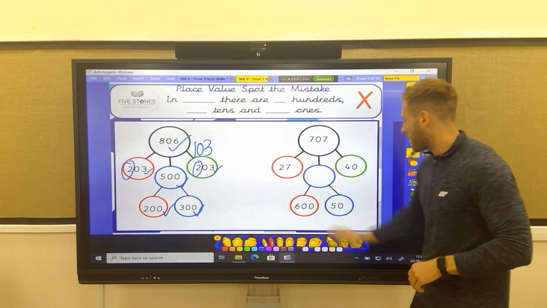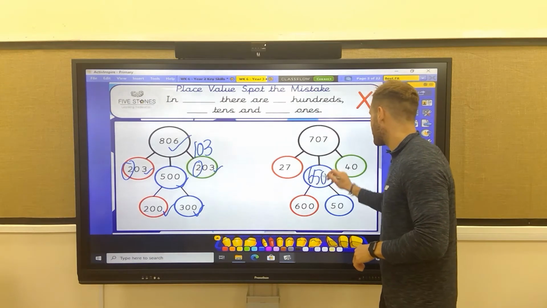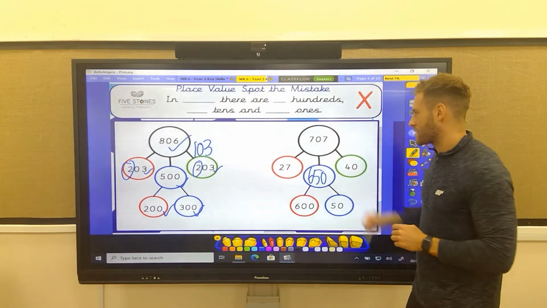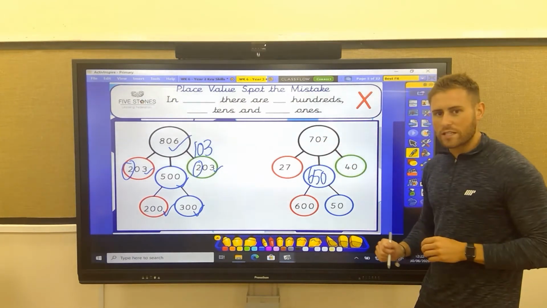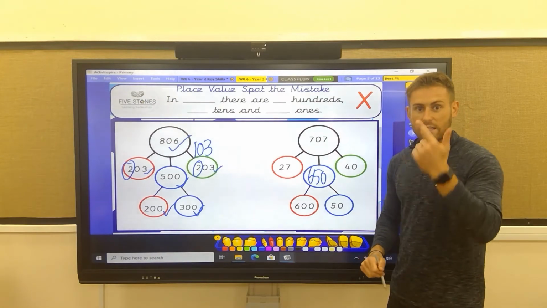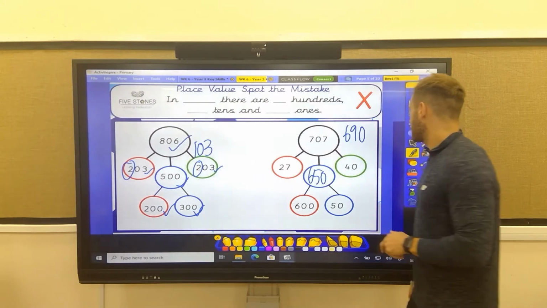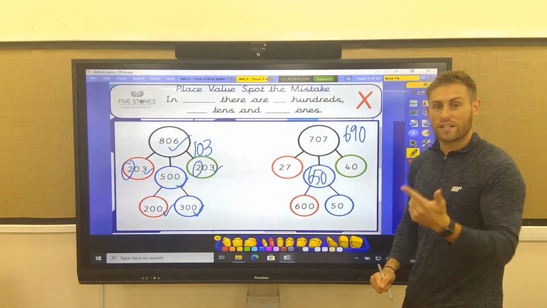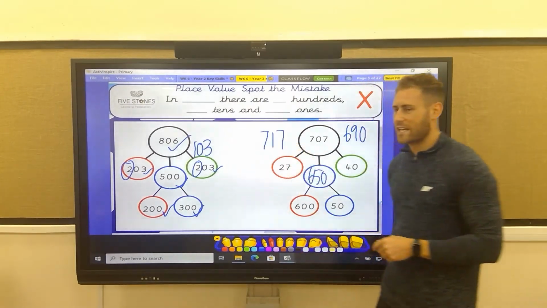Lovely, what do we have? Part of 600, part of 50 gives us 650. Right, now we need these 3 parts to get to 707. Will they? Let's see. So 650 add the 40: 60, 70, 80, 90. So that gets us to 690. Add the 20: 690, 700, 710. But add the 7, 717.